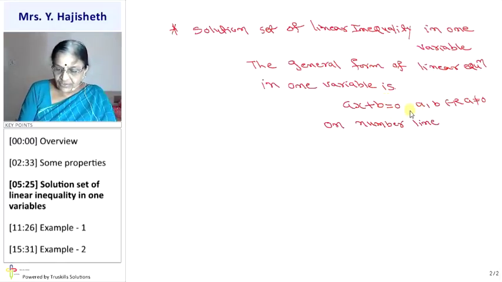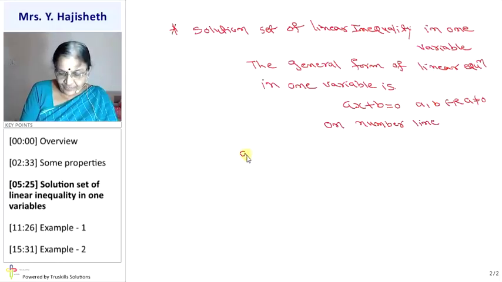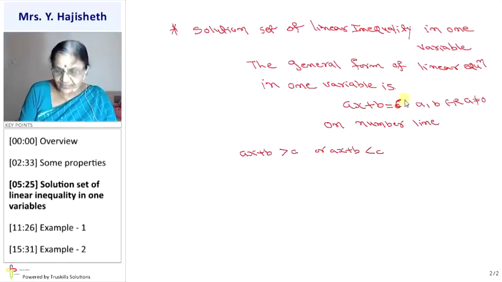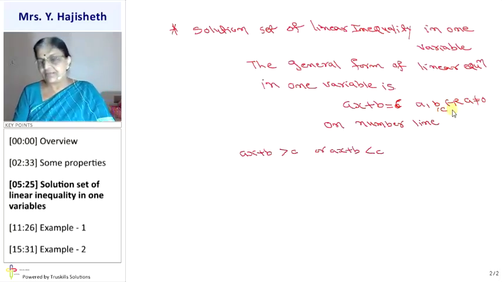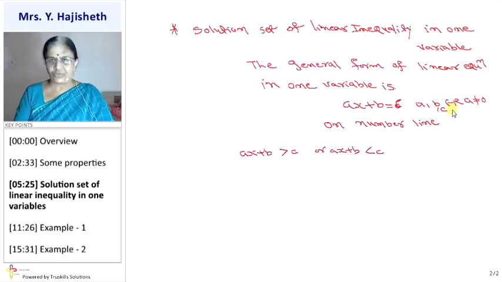So with respect to this linear equation, we have linear inequality, like ax plus b is greater than c, or ax plus b is less than c. Suppose this, instead of 0, c. a, b, c belongs to R and a is not 0. This is the general form of linear inequality in one variable. Ax plus b is c, or you can take 0 also.